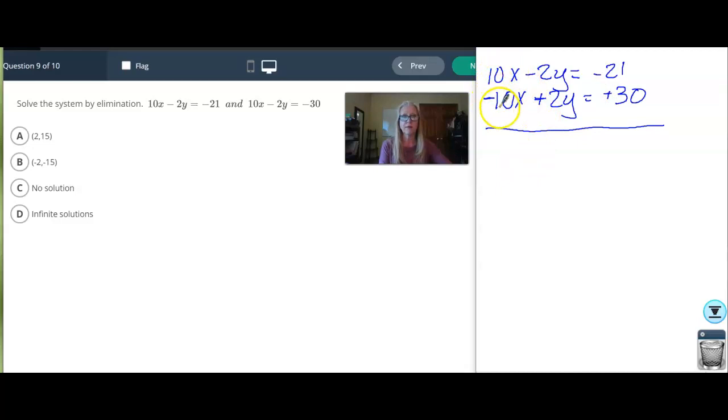Well, this is going to drop out. This is also going to drop out. So we're going to have 0 on the left, and on the right, we're going to have positive 9. 0 does not equal positive 9. That's a false statement. So this is a system that has no solutions.